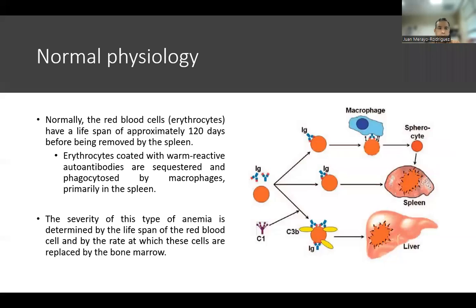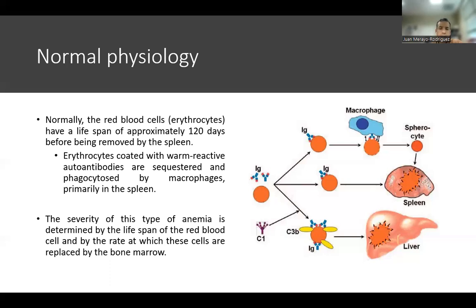First, I want to start with the normal physiology. As you may already know, normally red blood cells, or erythrocytes, have a lifespan of approximately 120 days before being removed by the spleen and other organs. Erythrocytes coated with warm-reactive autoantibodies are sequestered and phagocytized by macrophages, primarily in the spleen. The severity of this type of anemia is determined by the lifespan of the red blood cells and the rate at which they are replaced by the bone marrow.